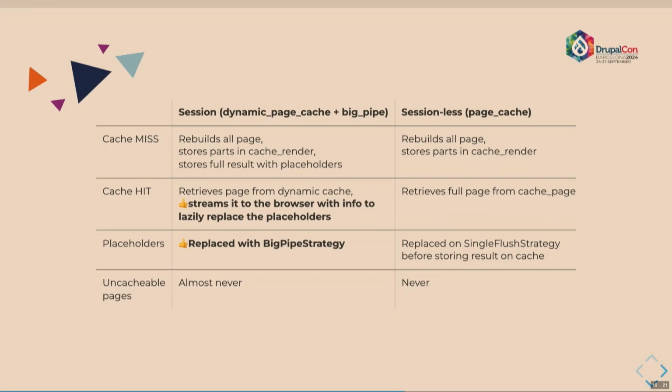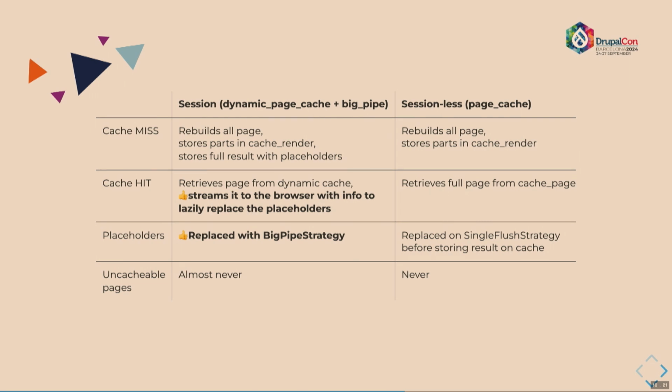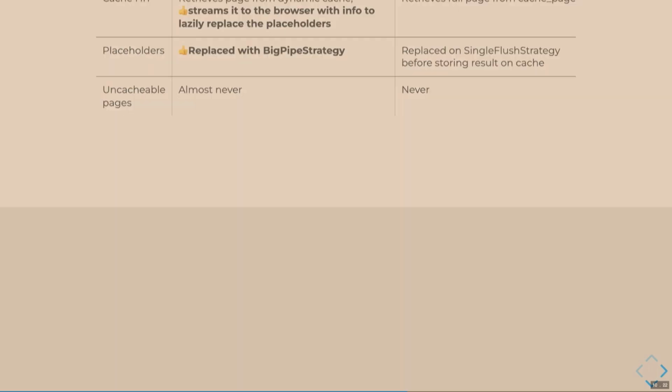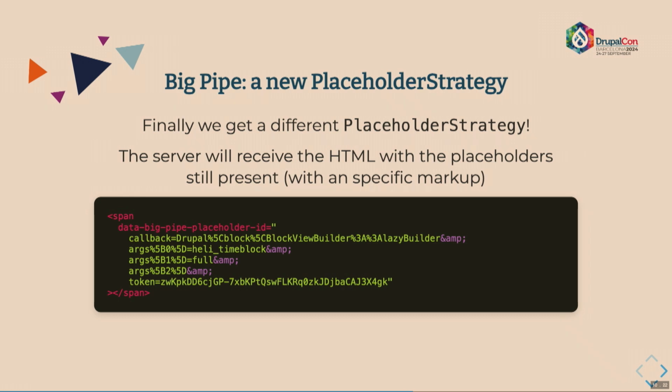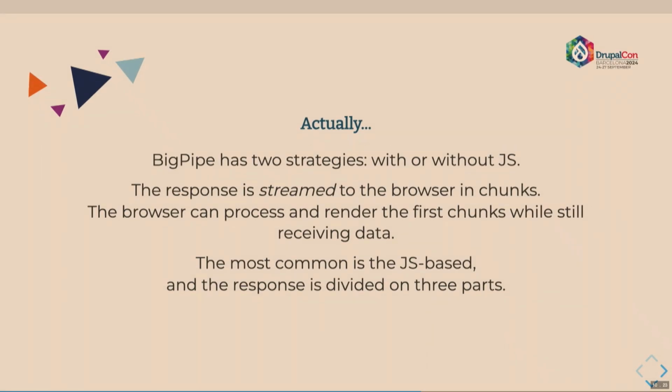So when we enable BigPipe, what we are changing is just on a cache hit, when it retrieves a page from the dynamic cache, it streams the response to the browser with information to lazily replace the placeholders in the browser, client side, okay? So now, BigPipe will send to the server an HTML with something that is very similar to the placeholders we sent before on the database, which are a span with all the information, okay?